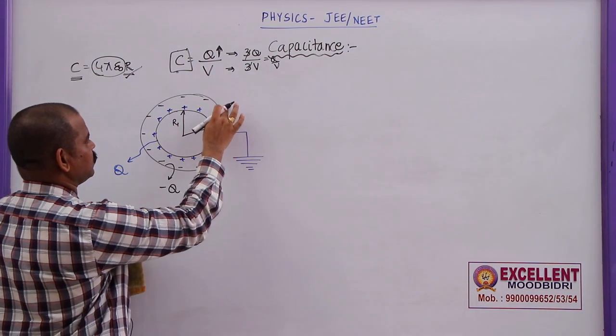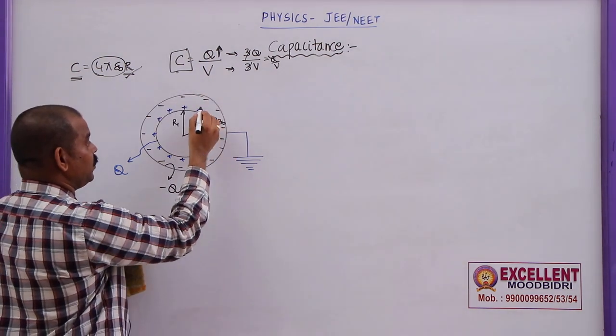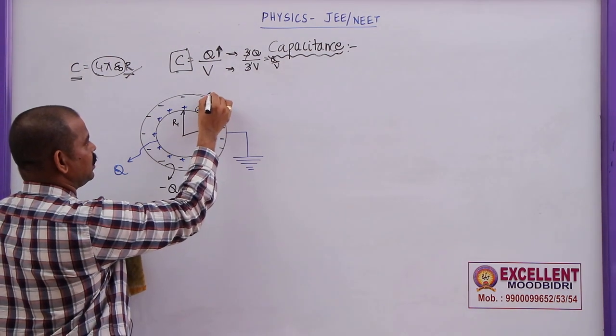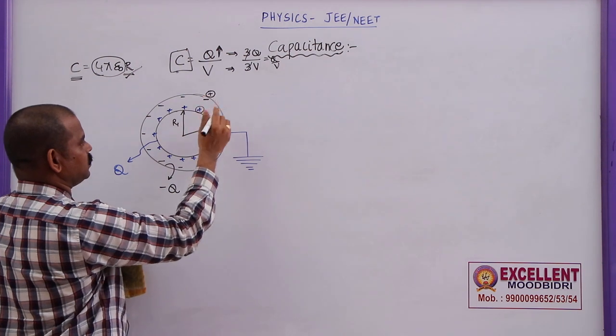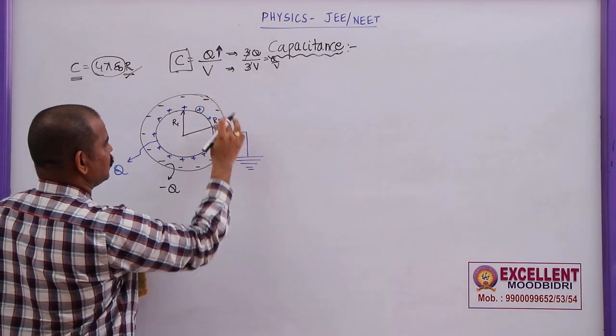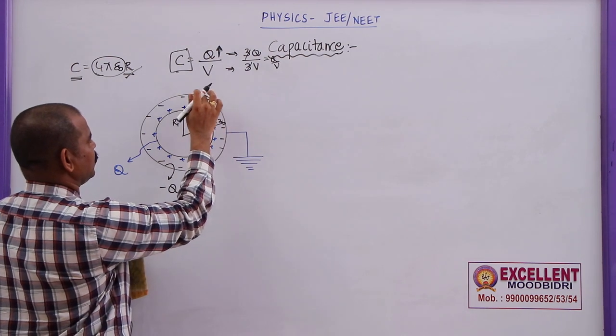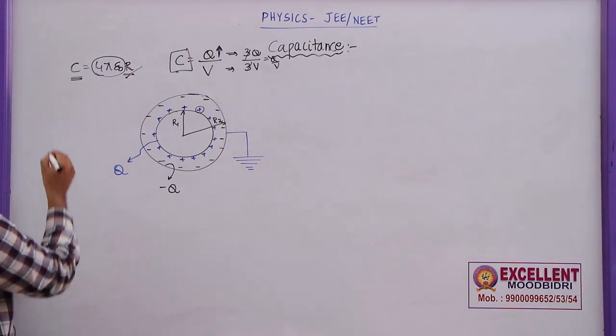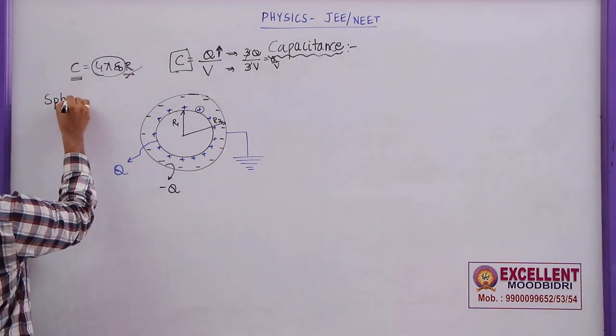What is the charge that is induced on the outer surface? Because every positive charge will induce an equal and opposite charge inside and an equal and similar charge outside. But as the outer surface is earthed, these charges will be neutralized and no charge will be present on the outer surface. So, this is a spherical capacitor.